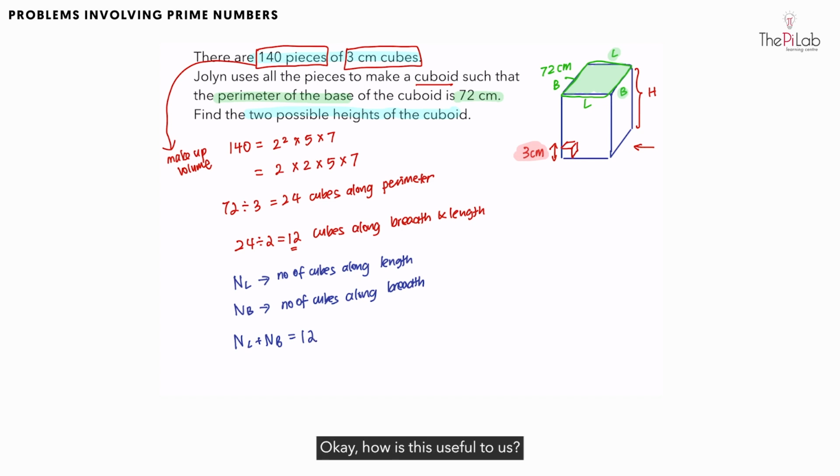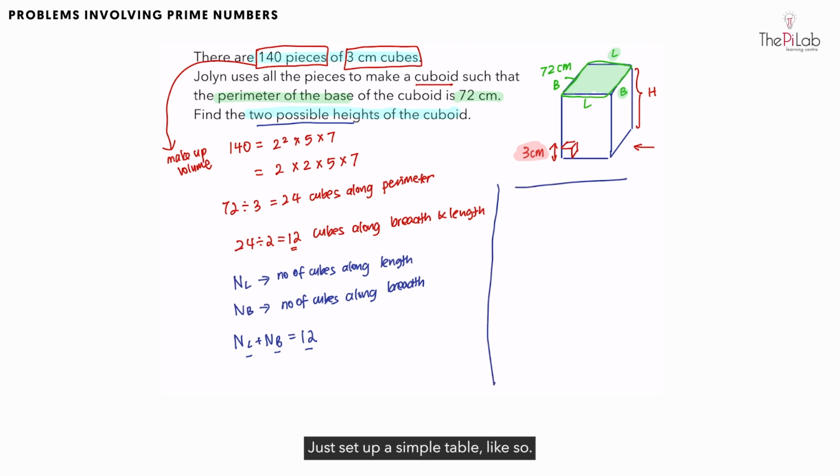How is this useful to us? Because if we can guess the number of cubes along the length and the breadth, which is actually the possible sums of 12, I can figure out my 2 possible heights. So my very next step would be to start guessing. So how do I guess?